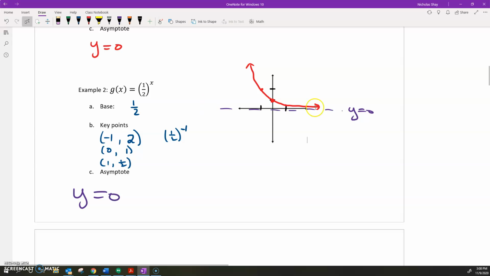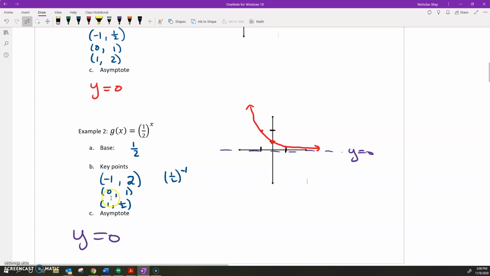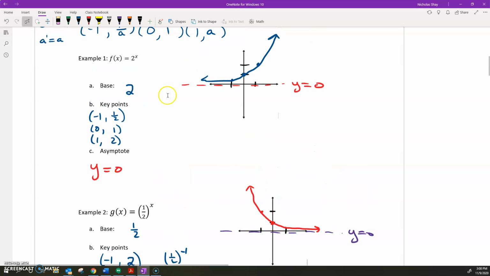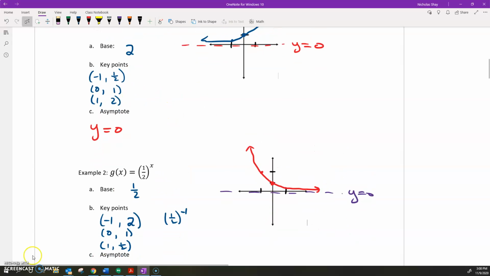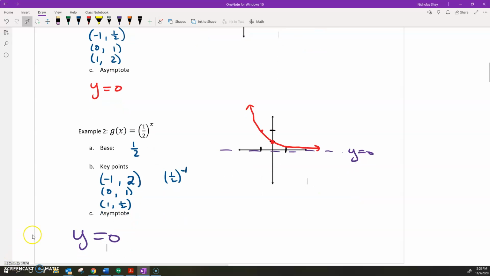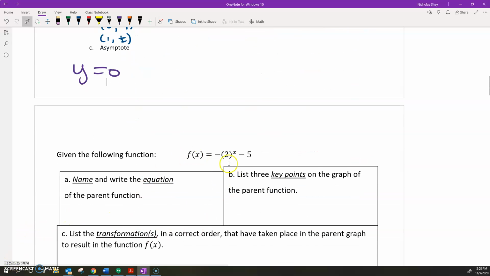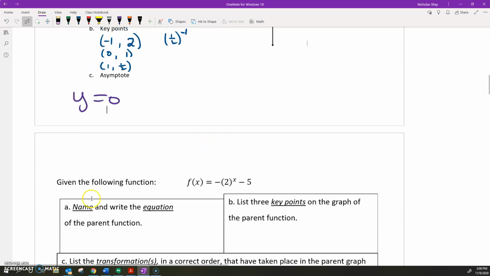So whether the base is a fraction or a whole number, that (0, 1) is always going to be a key point. What happens on either side is dependent on whether your base is a whole number or a fraction. In the next video, we're going to take a look at some shifts of graphs based on our exponential function. We'll get some key points, and then we'll start transforming these.